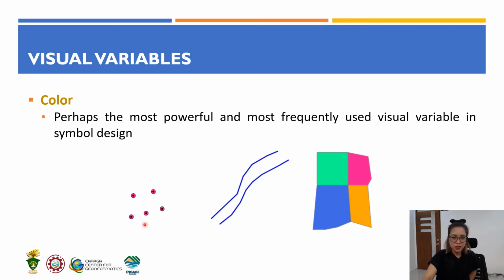Color is very easy to understand and perhaps it's the most kanang used kay pinakadali siya i-interpret because of like when you represent your data using various colors, dali lang siya i-identify no, ang red is like this. So, something like that. Perhaps the most powerful and most frequently used visual variable in symbol design. So, that's true. I also love to use colors, but not too colorful kay sakit po kayo siya sa mata.